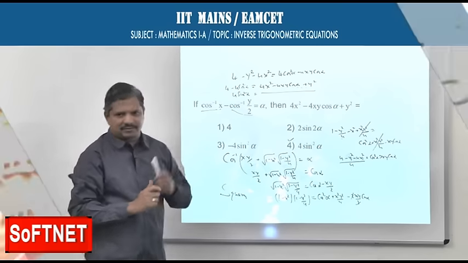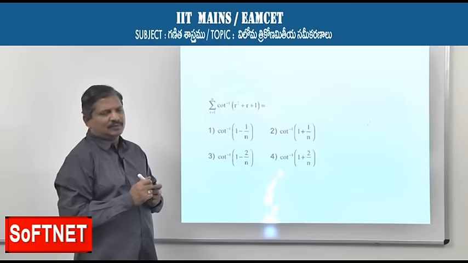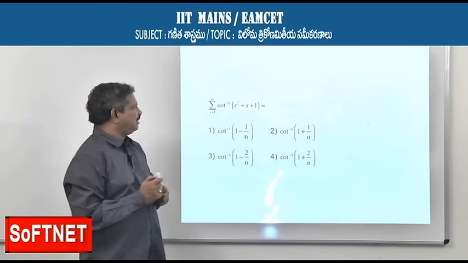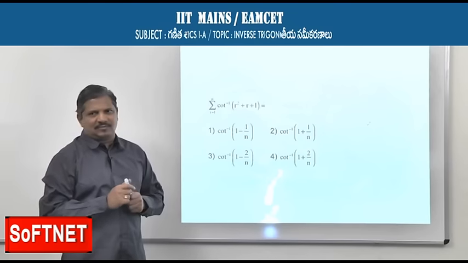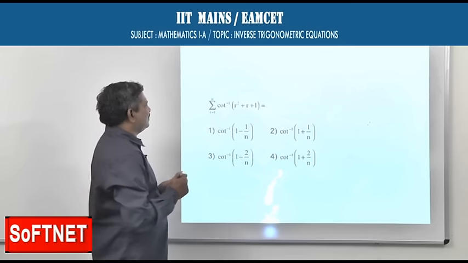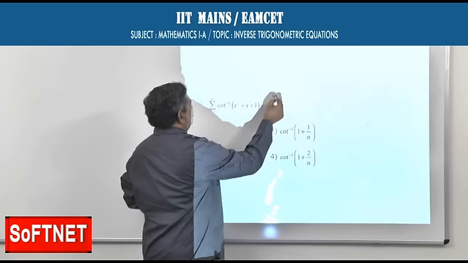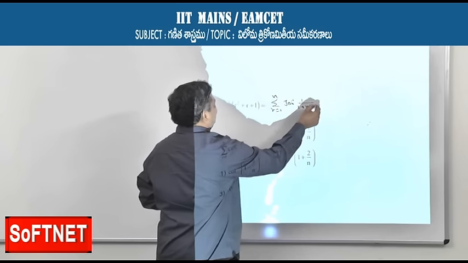Coming to the next question: cot inverse of r square plus r plus 1, summed, is how much? Here I will start. One method is to take r equal to 1, n equal to 1, and directly substitute in the options and the problem, which is only one step. The other, theoretical method is: cot inverse, sum over r equal to 1 to n, of tan inverse 1 by 1 plus r square.